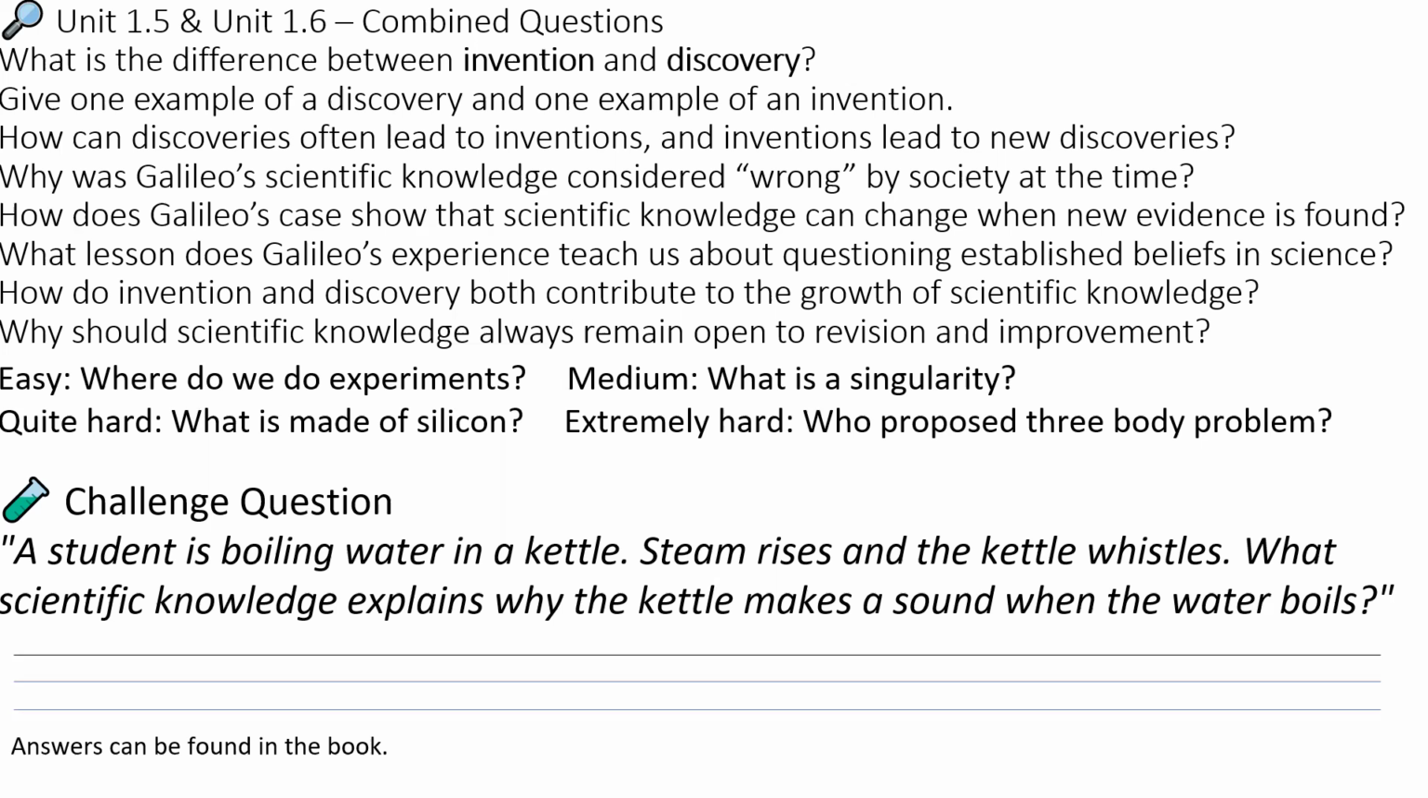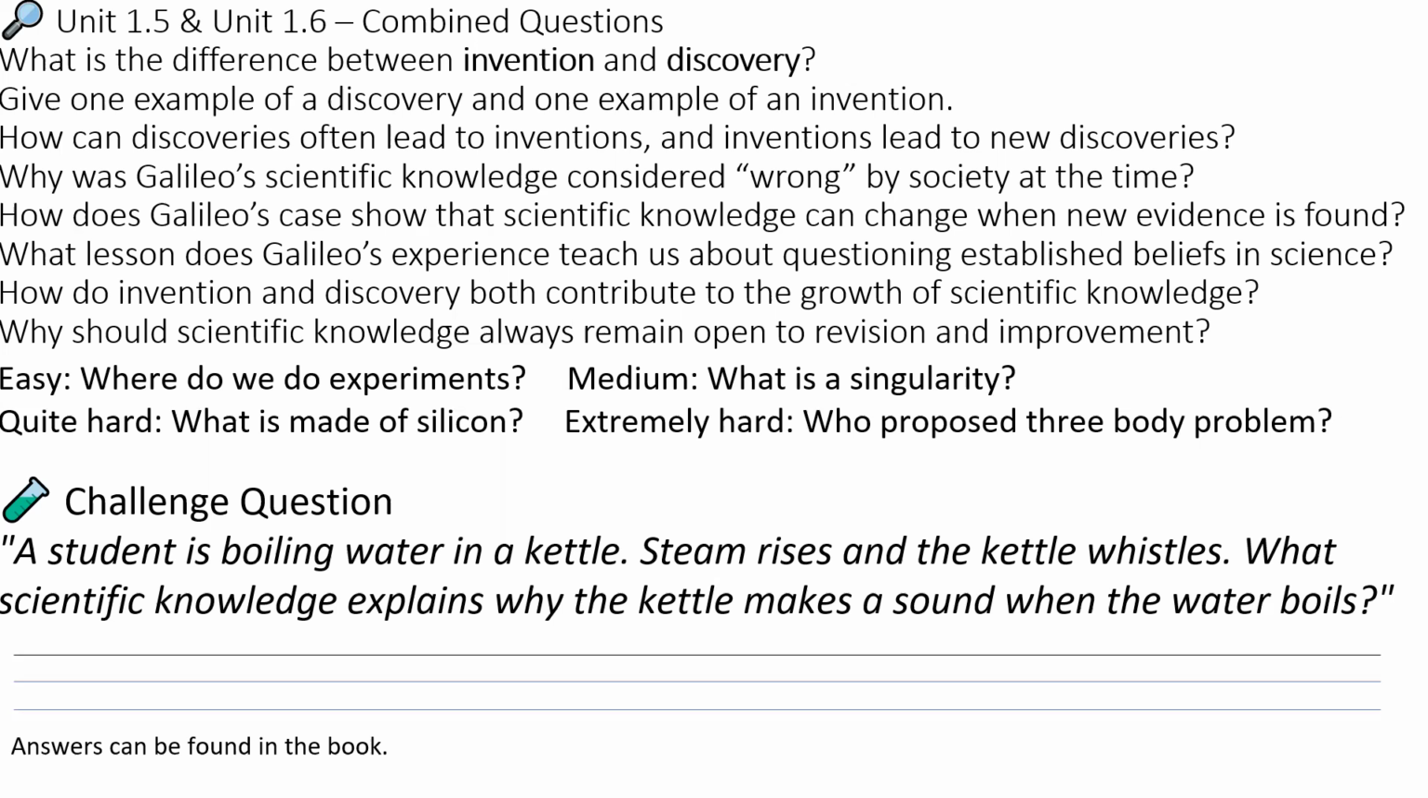And how was Galileo's scientific knowledge considered wrong? This is because at that time the church thought that the sun and all the planets surrounded the earth, but then Galileo did some experiments, and he finally found out the truth. But many people still believed the church.